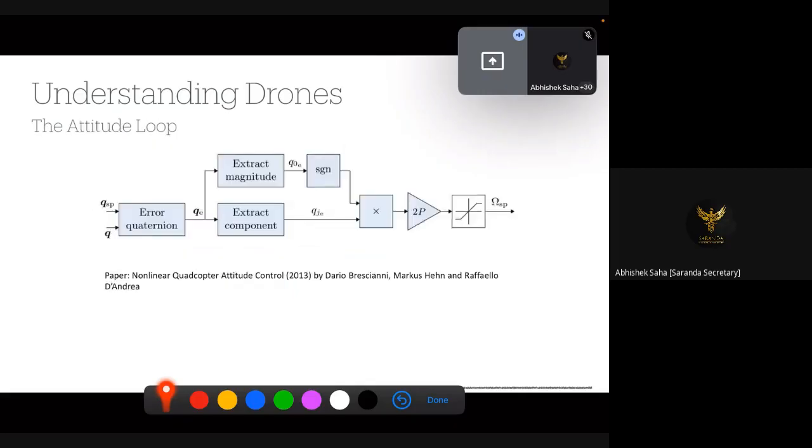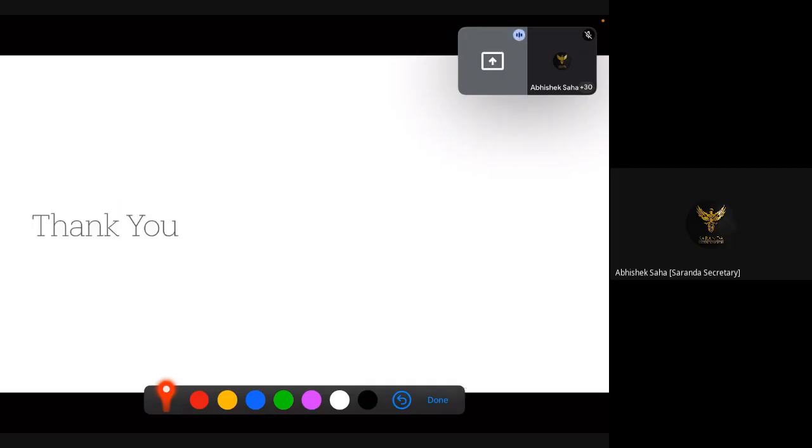A similar structure is followed for position and velocity control as well. So you have your desired position compared with the actual position, which generates the velocity set point. And the velocity set point compared with the actual velocity gives you the acceleration set points. So this is all that I have.